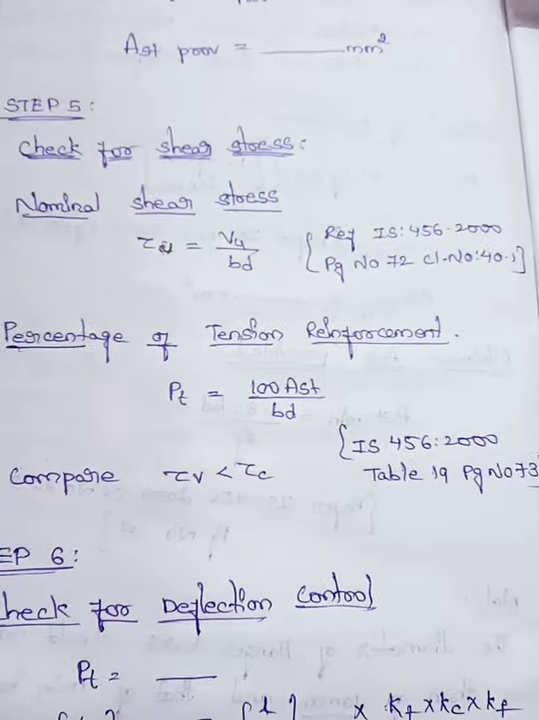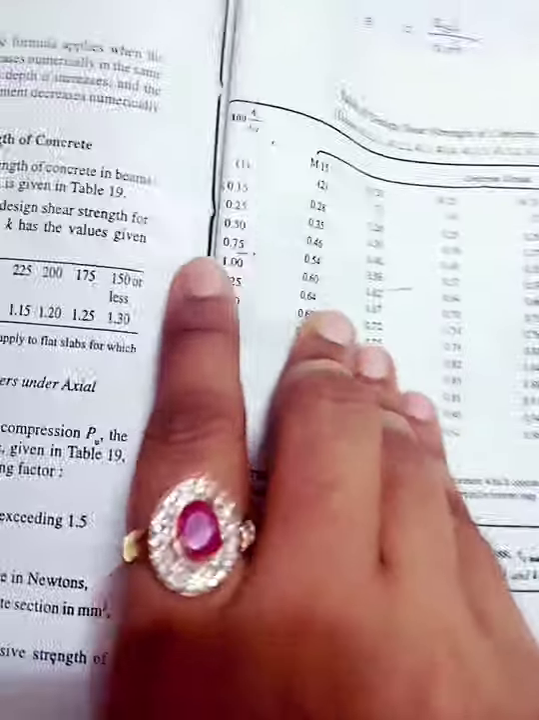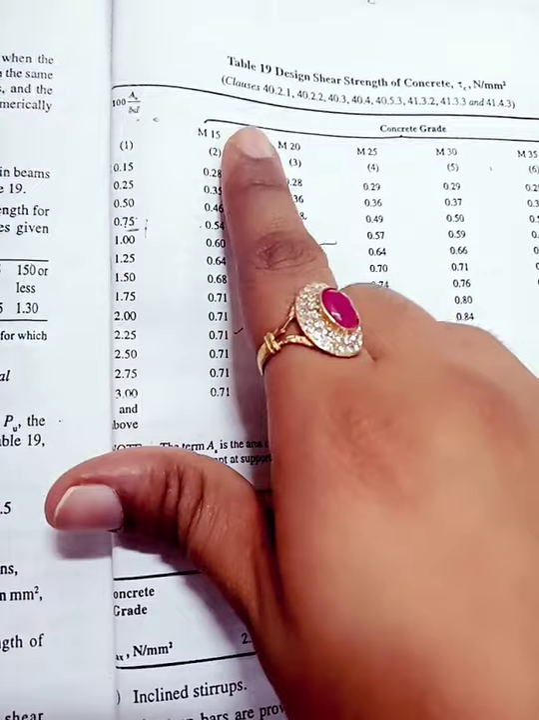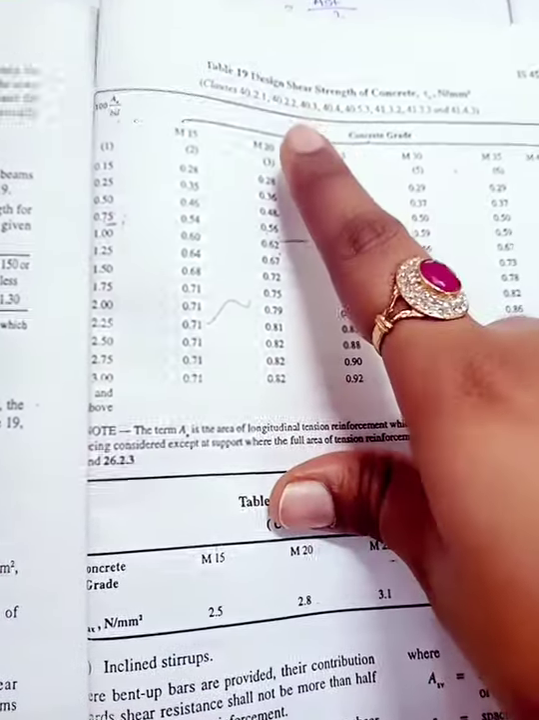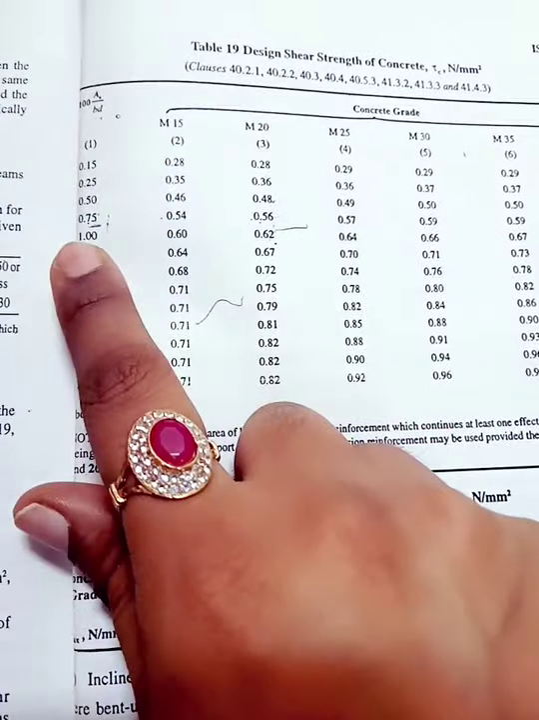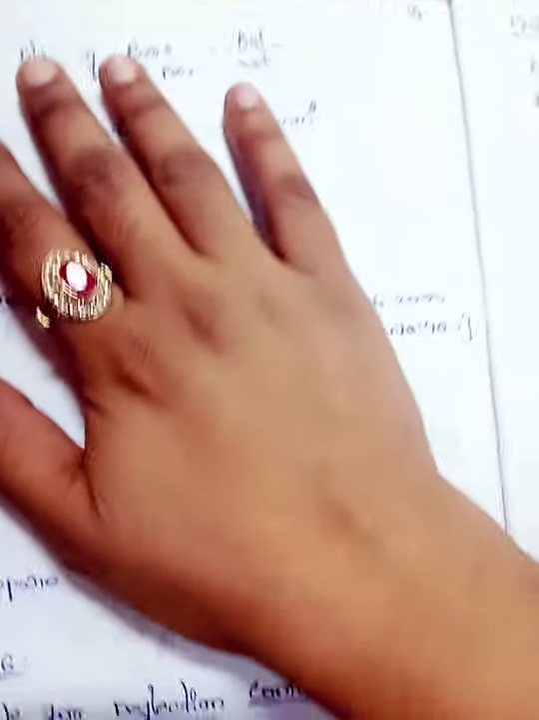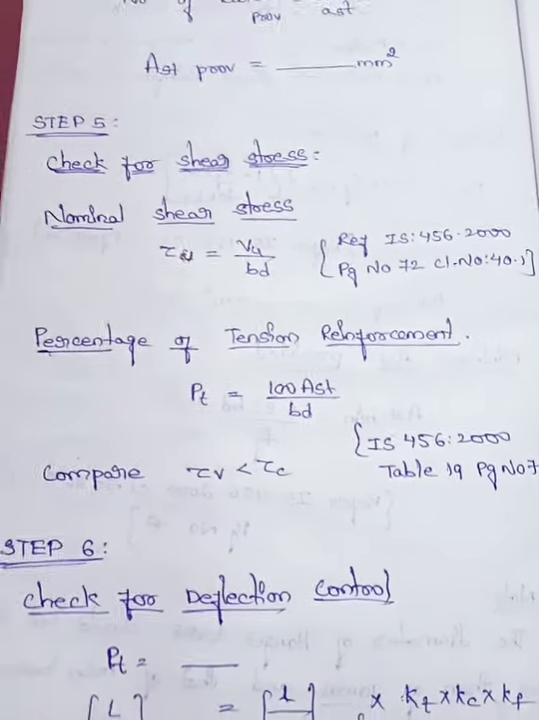So let me show this table 19. These are the table 19 values. Based on the percentage of steel we calculate, and based on the concrete grade, you are going to take it. If we are given M20 grade concrete, you have to take these values based on the pt values, 100 Ast by bd. If you want details about this, I have already solved it and made a video. I'll link it at the end of the video.